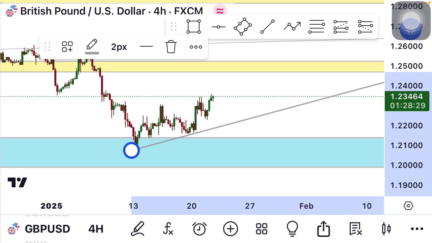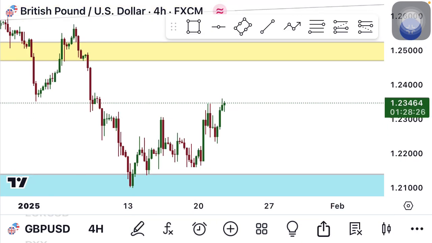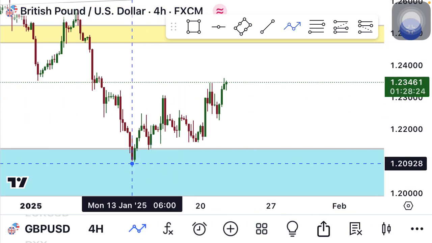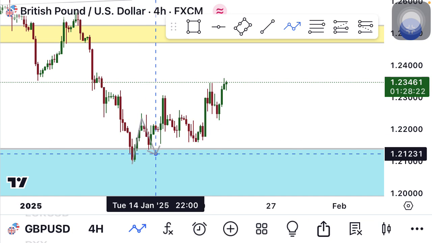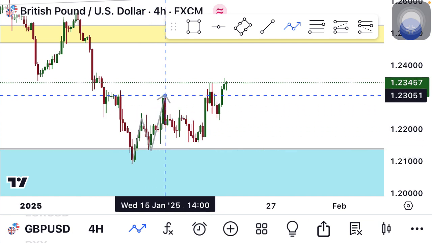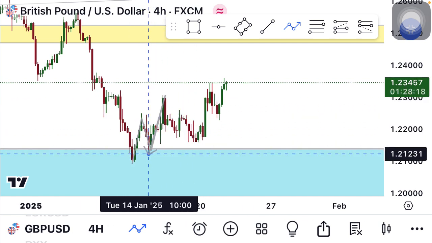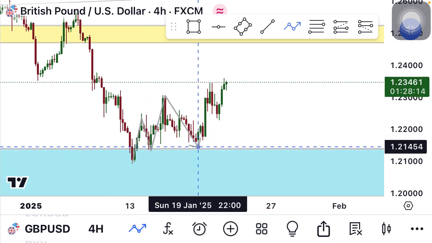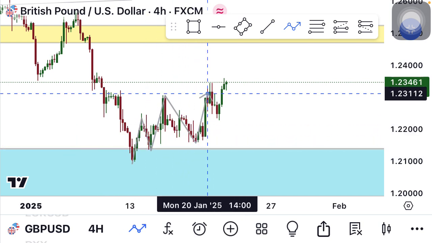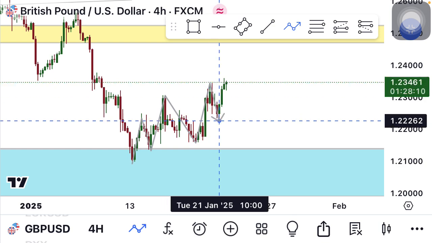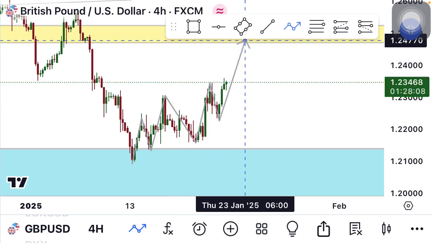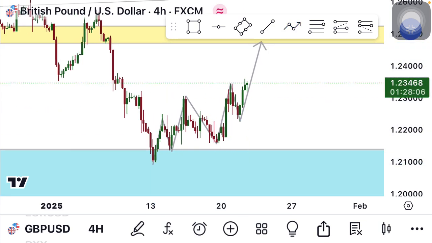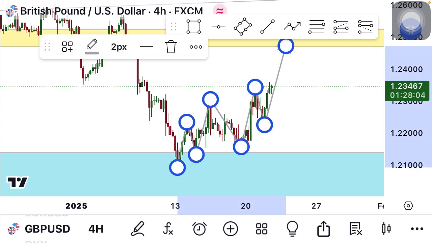If I clear this and identify the structure here, you can see that clearly this is a higher high, a higher low, a higher high. This is a higher low because it didn't break this previous higher low, right? This higher low is higher than this one. Then we have this higher high, higher low, higher high. Something like this should be imminent, right? So this is exactly what we should be looking for on Euro USD.